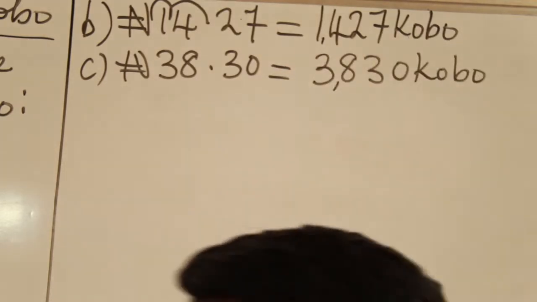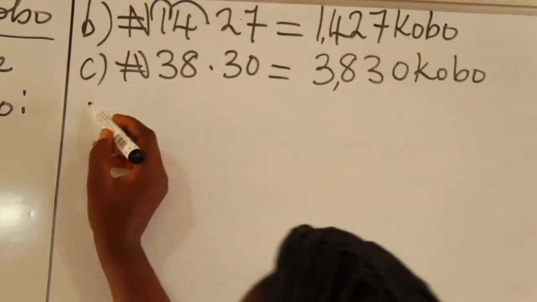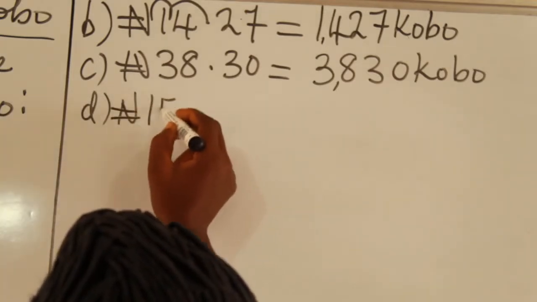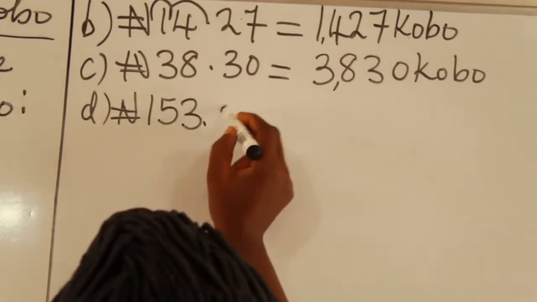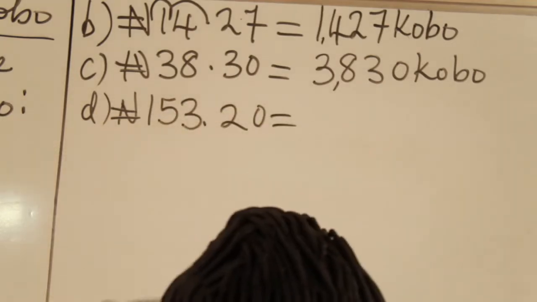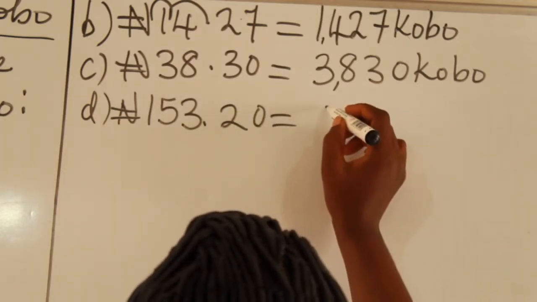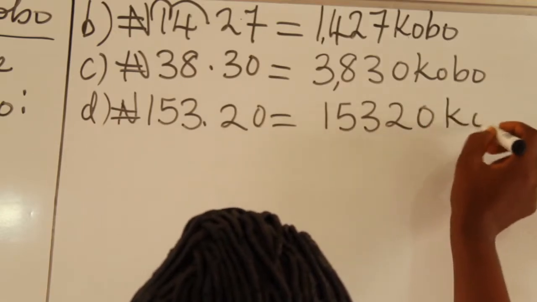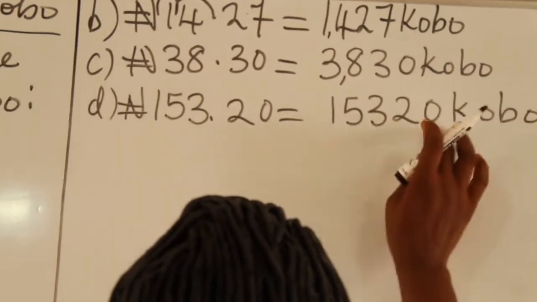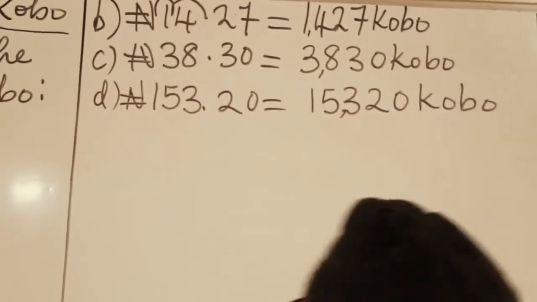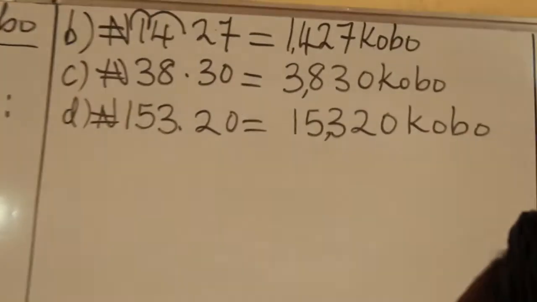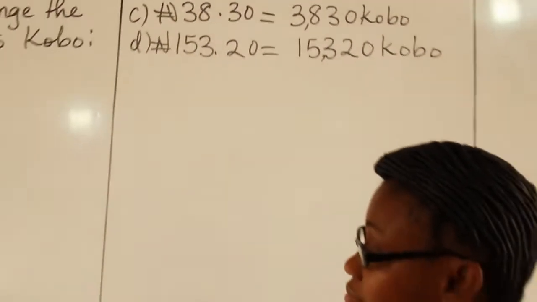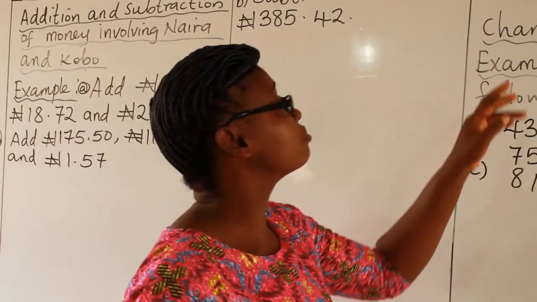That's 3,830 kobo. For D, we have change 153 naira 20 kobo to kobo. Remove your decimal point, and then you have 15320 kobo. How do you call this? 1, 2, 3. You put in your comma. That is read as 15,320 kobo.